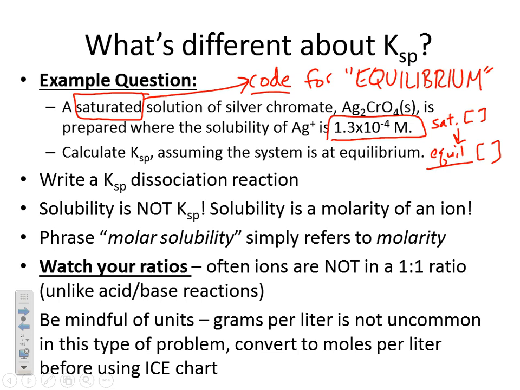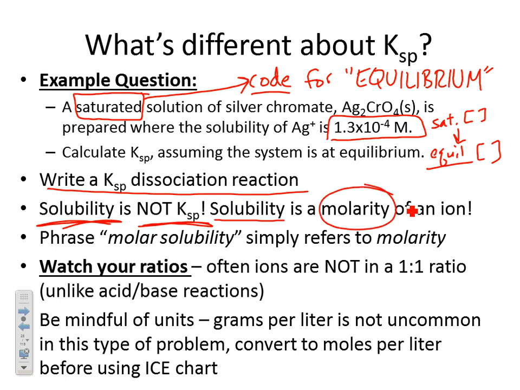On a Ksp problem, you want to write a Ksp dissociation reaction. So this one we'd write Ag2CrO4 goes to 2Ag plus plus CrO4 2 minus. Solubility is not Ksp. It's not the same thing. If it asks for solubility or gives you solubility, that's molarity. How many moles per liter dissolved? How many moles per liter went into solution? So solubility is the molarity of an ion.